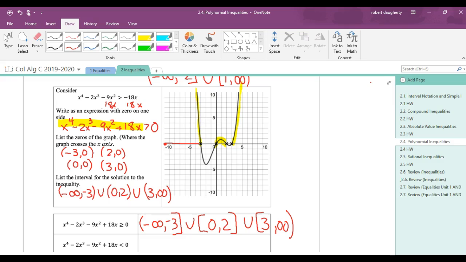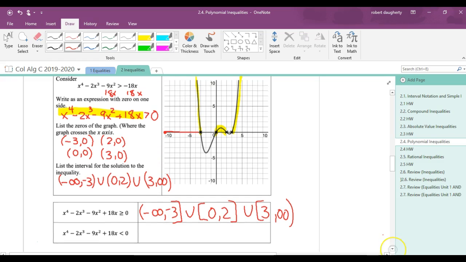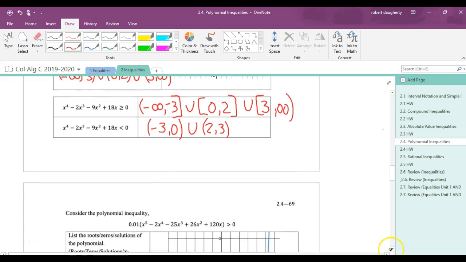Now, if I had asked for where is this solution less than 0, strictly less than 0, how many places do you see that on the graph? It happens from here to here and from there to there. So on the x-axis, what is that first interval? Interval from where? Negative 3 to 0. And then what's the next interval? 2 to 3. If this had been less than or equal to, then those would be square brackets.